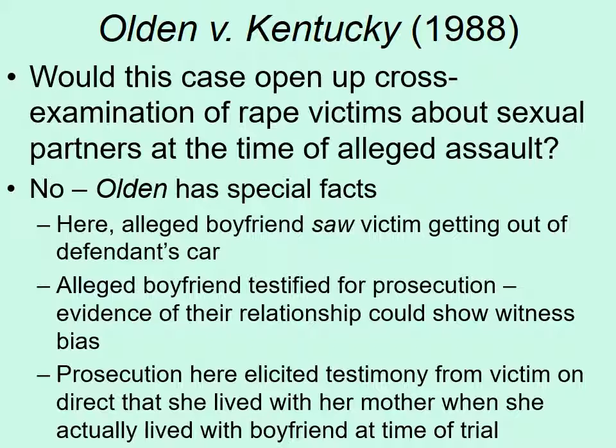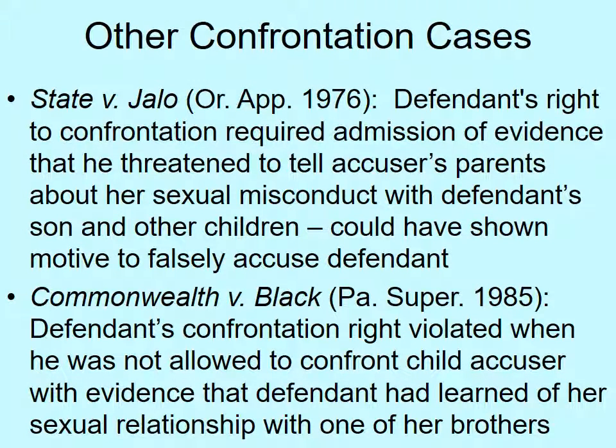There are other kinds of cases in which evidence of an intimate relationship is relevant to motive to fabricate accusations, and in which a defendant can plausibly argue that the Confrontation Clause requires that the evidence be received. Okay? So on this slide, I have three other kinds of cases that might also allow this constitutional catch-all to be used. So I have this Oregon case, State versus JLo, a 1976 case here.